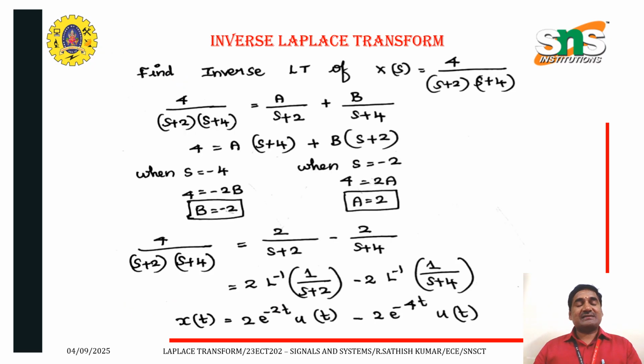Find the inverse Laplace transform of x of s is equal to 4 divided by s plus 2 into s plus 4. By applying the partial fraction method, we get a is equal to 2, b is equal to minus 2. We apply the inverse Laplace transform to 2 by s plus 2 minus 2 divided by s plus 4. That is 2 into Laplace inverse of 1 by s plus 2 minus 2 into Laplace inverse of 1 by s plus 4. Therefore, x of t is equal to 2 into e power minus 2t into u of t minus 2 into e power minus 4t into u of t.